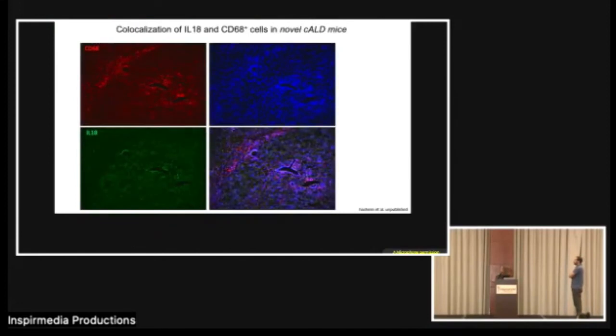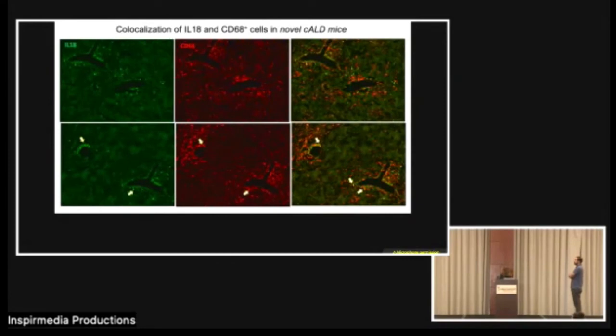Then we look at the innate immunity. We know the adaptive immune response is active in these mice. We look at the innate immunity. This is IL-18 expression. CD68 is a marker for monocytes, and this is a product of innate immunity. Then we could see these cells also express IL-18 in the cerebral ALD mouse model.